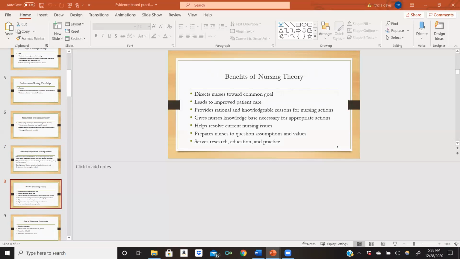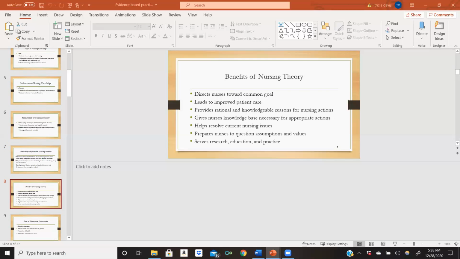All right, so what are the benefits of nursing theories? Theory-based nursing directs a nurse towards a common goal, with the ultimate outcome being improved patient care. That's ultimately what we want. We want evidence-based care, we want safe care, and we want all of the care that we provide to improve patient-centered care.